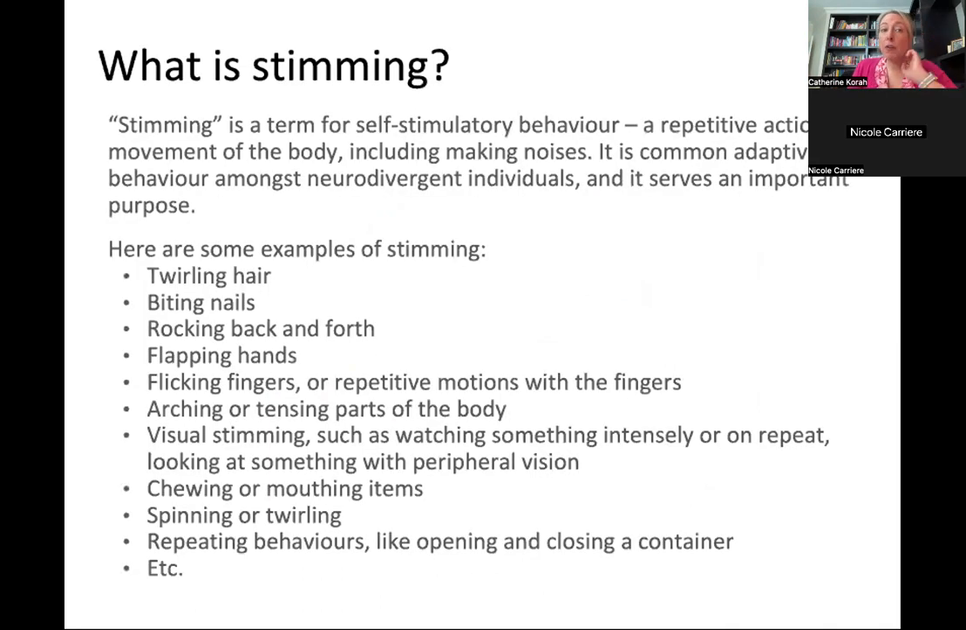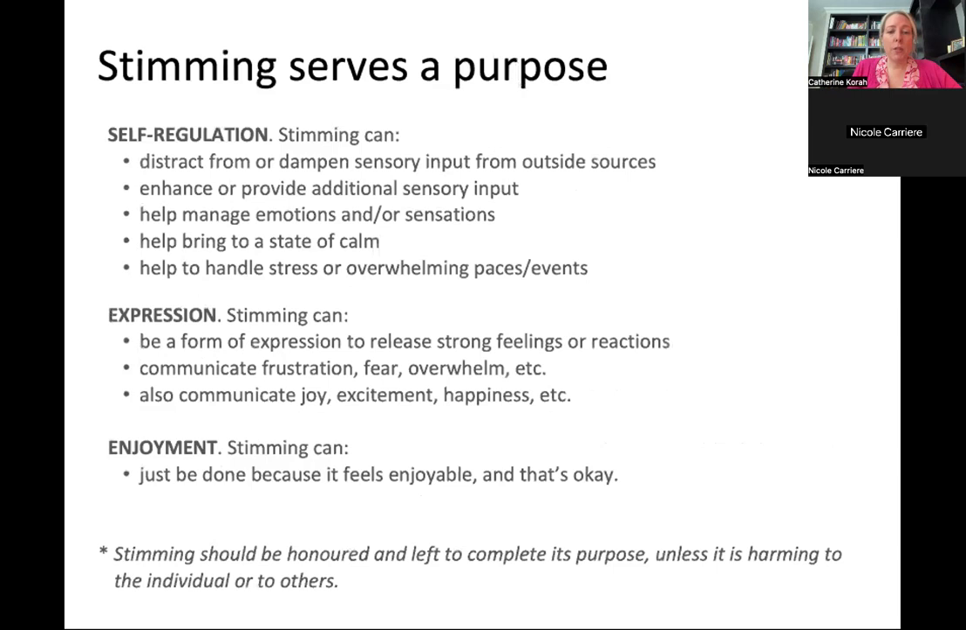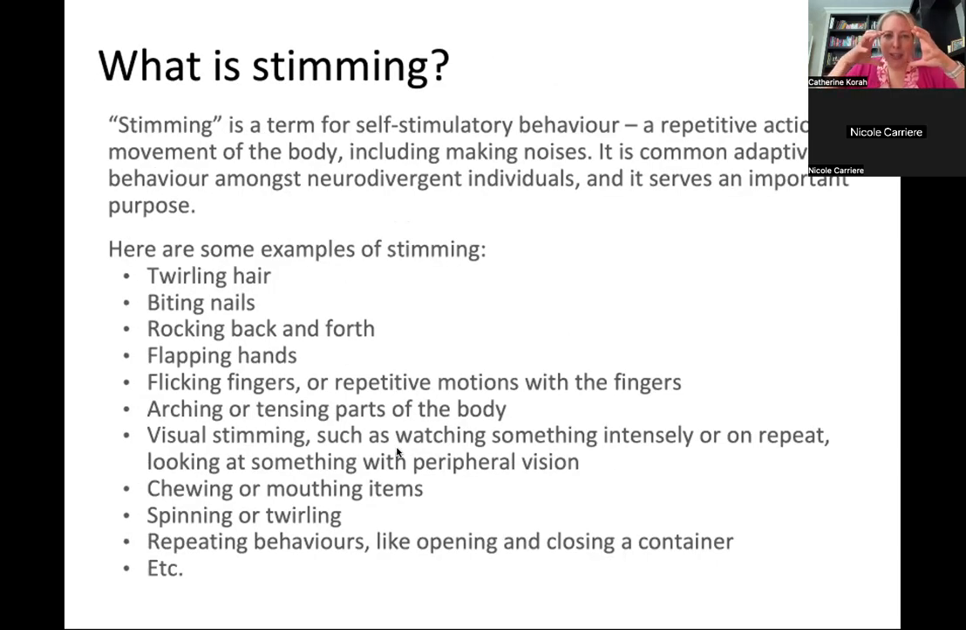I mentioned stimming before, and so understanding the self-stimulatory behavior, which is a repetitive action or movement of the body. Here are examples of stimming. Twirling the hair, for example, biting nails, rocking back and forth, flapping the hands, flickering the finger, or repetitive movements with the finger, the arching or tensing parts of the body, visual stimming, where there's really a hyper focus on something that is there, watching something intensely or on repeat, chewing or mouthing items, spinning or twirling, repeating behaviors like opening and closing a container, and etc.